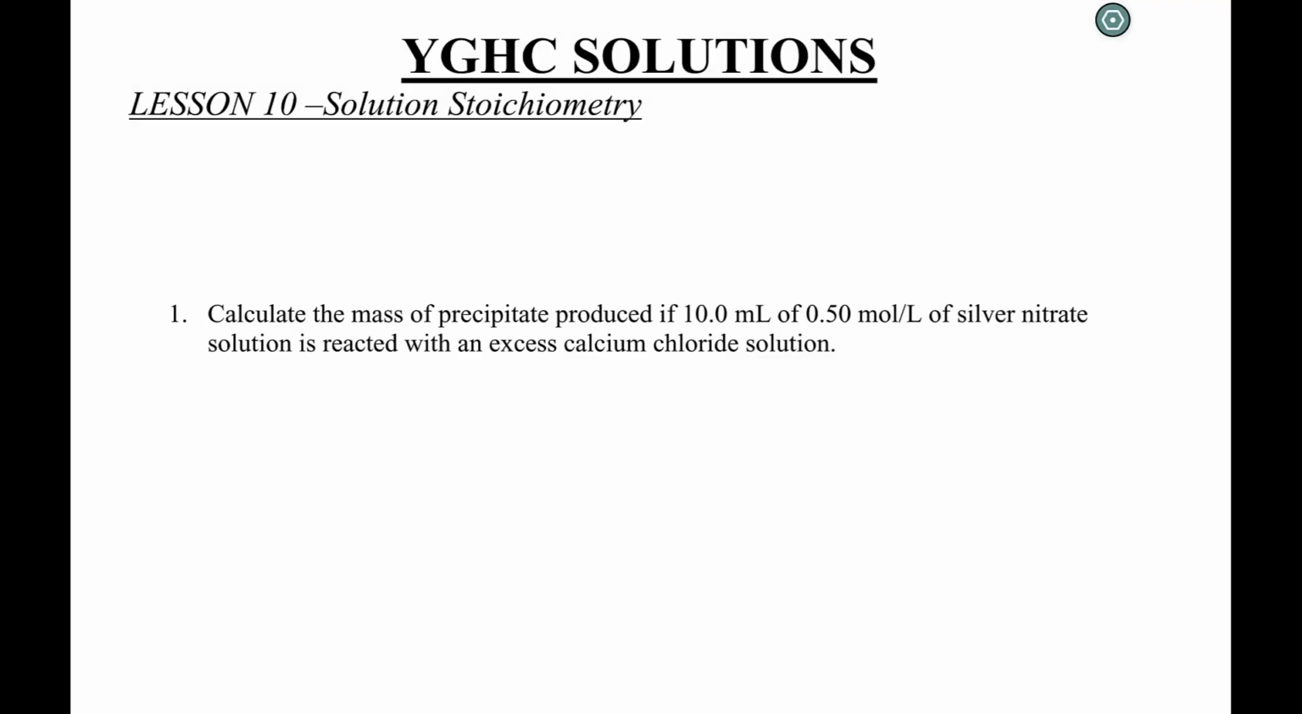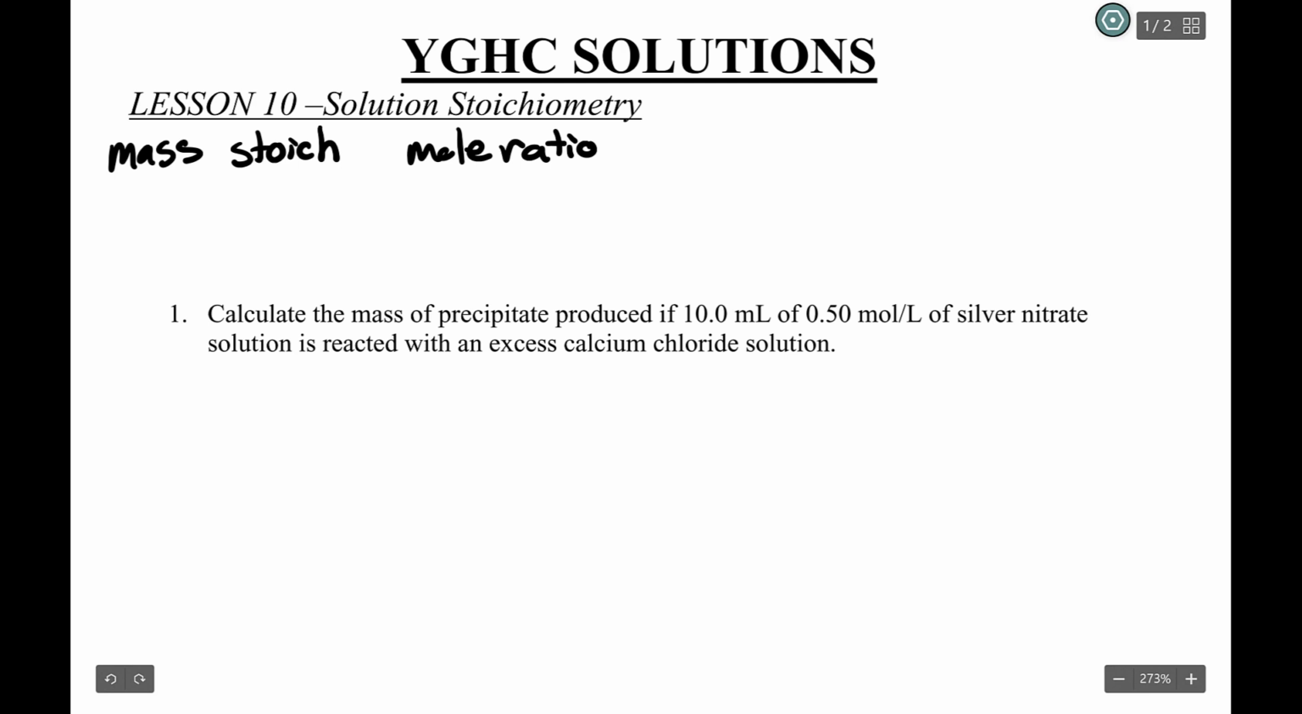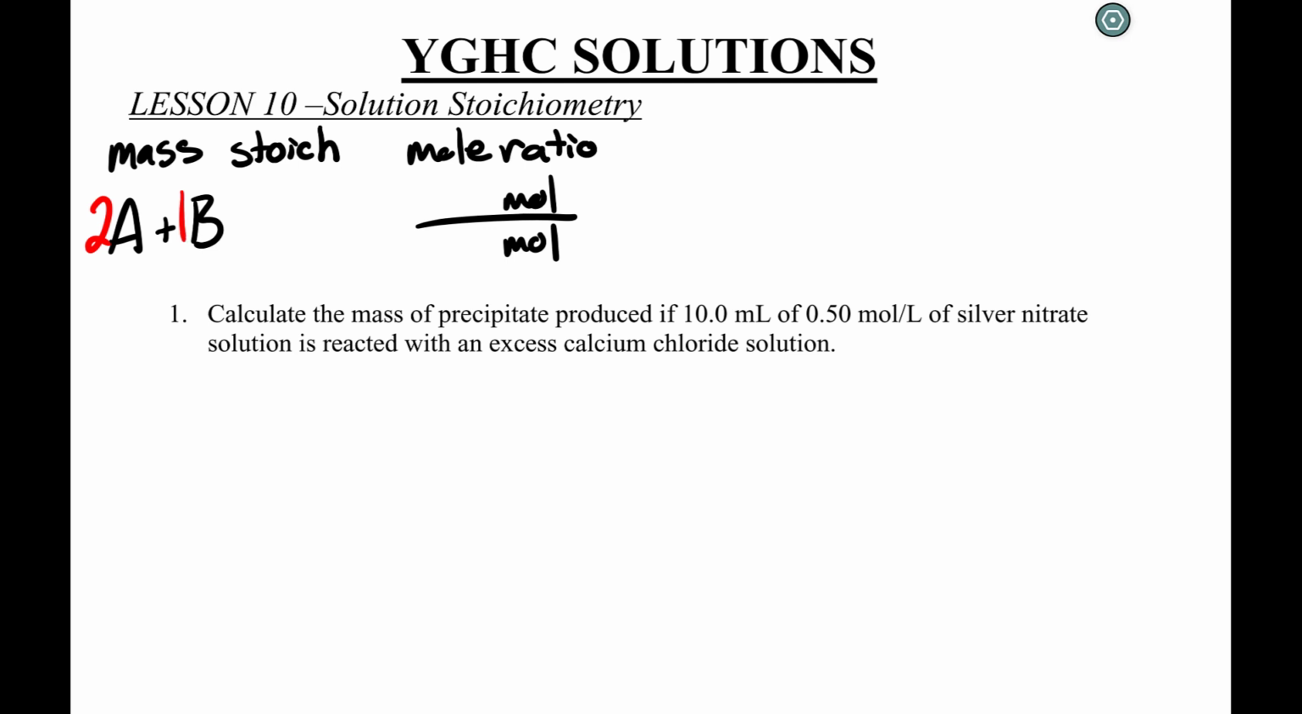In today's lesson, we're going to learn about solution stoichiometry. Previously, we've learned mass stoichiometry, and in mass stoichiometry, everything was based around mole ratios, which are simply a fraction between two substances in a chemical reaction. Let's say we had A plus B and their coefficients were 2 and 1. It is a ratio between those coefficients. So for instance, 2 moles of A for every 1 mole of B.